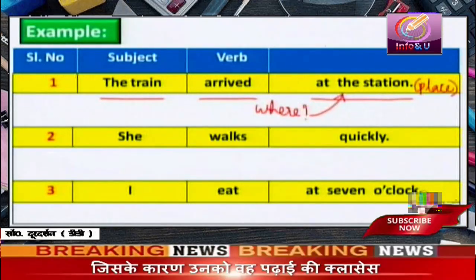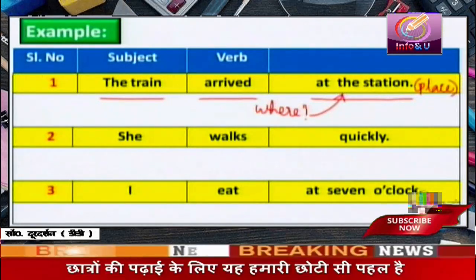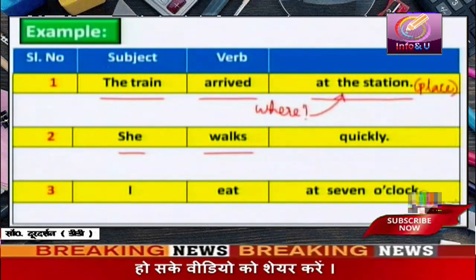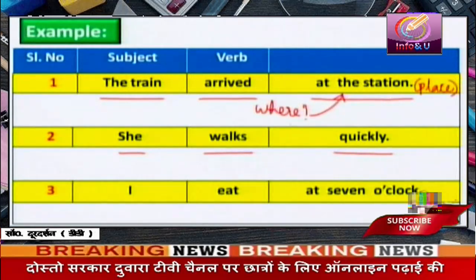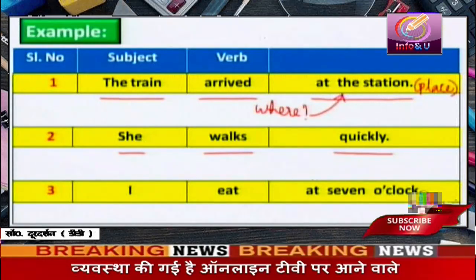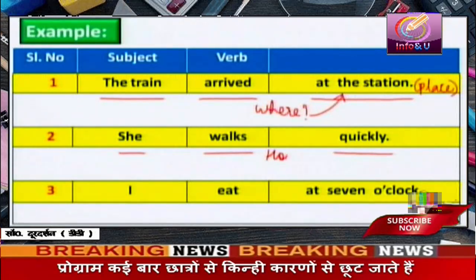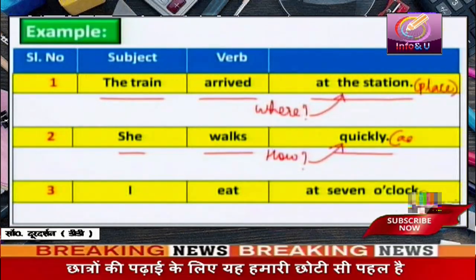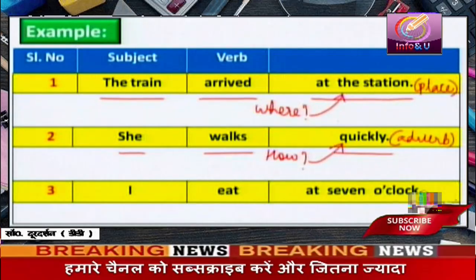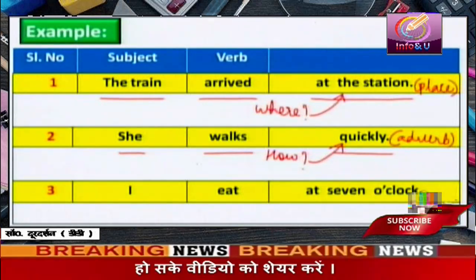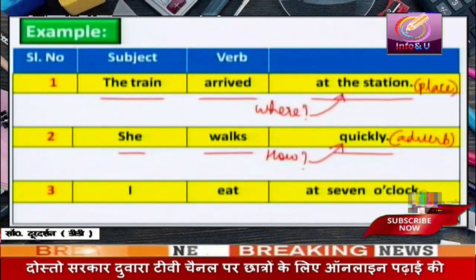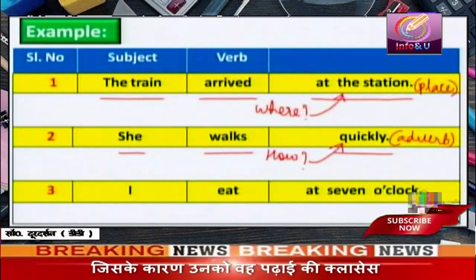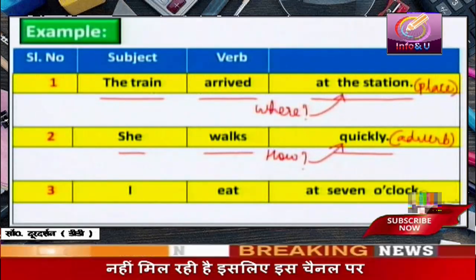Next sentence. She walks quickly. She is subject. Walks is verb. And quickly. She walks. If I ask how, then I will get answer. She walks how? Quickly. So quickly is an adverb. So walks is intransitive verb because the action, walks action done by she is not received by any object. Quickly is adverb and this is the answer of how. So walks is intransitive verb.